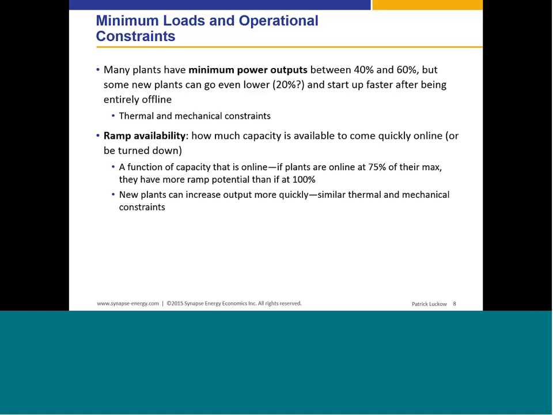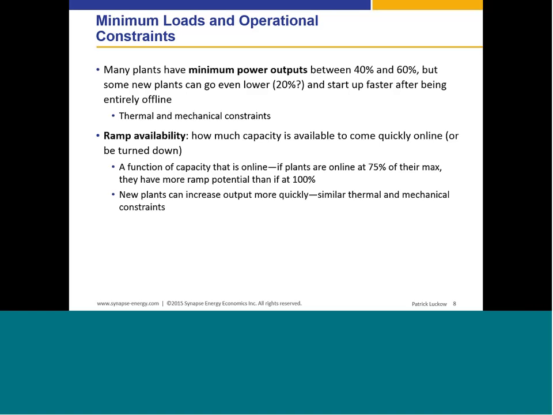To some extent, it's a function of the level of capacity that's online at any given moment. Plants that are dispatched at less than their maximum capability have more ramping capability. If you're online at 75% of your maximum, you can ramp up to 100% of your maximum. And the speed of that ramp depends on a number of mechanical and thermal, again, constraints of the specific power plant. And some types of generation are much better at that than others.